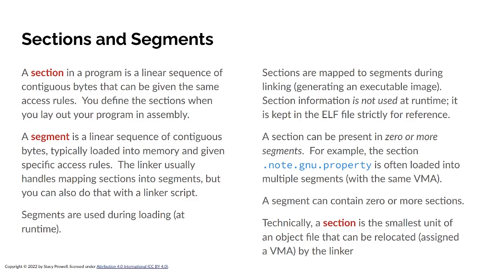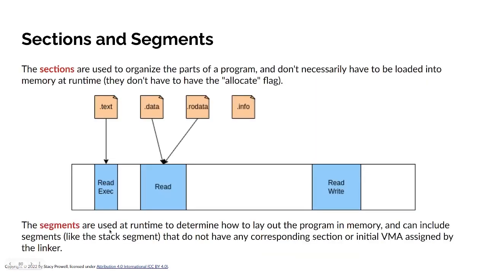So segments are used during loading. Sections aren't. Sections are there for you, for the linker. Post-linker, the section table is not really used. It's still preserved, but really just the segment table is used. Okay? A section can be present in more than one segment, and we'll see that. And some other funny things can happen. Basically, a section is the smallest unit of an object file that can be relocated by the linker or moved around. So here's what that might look like.